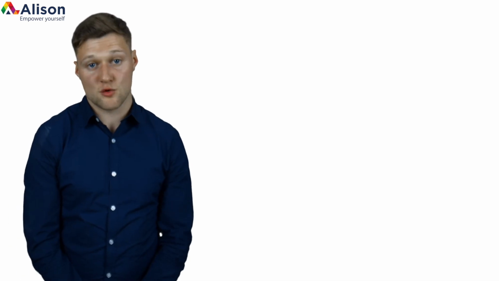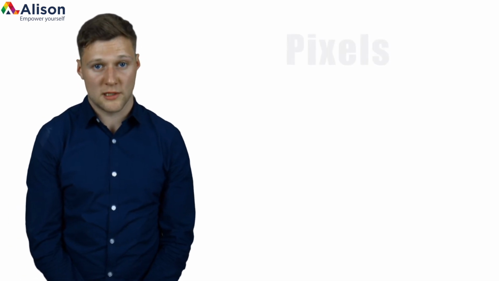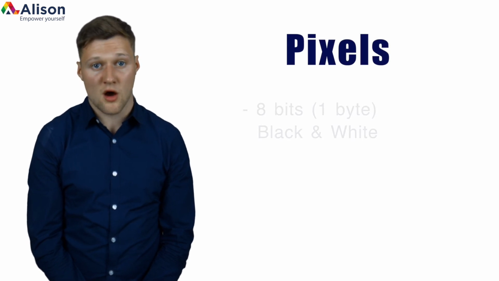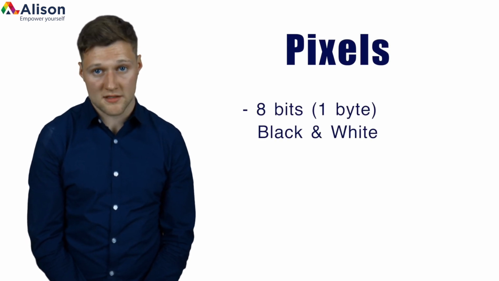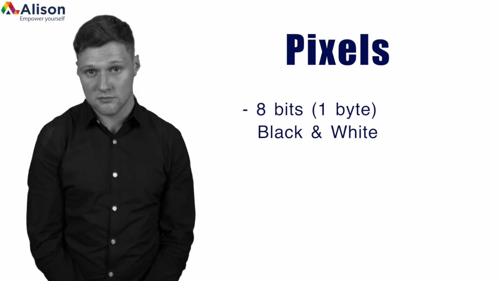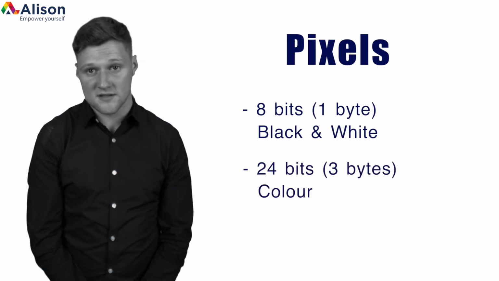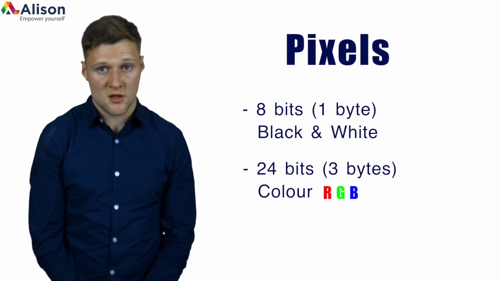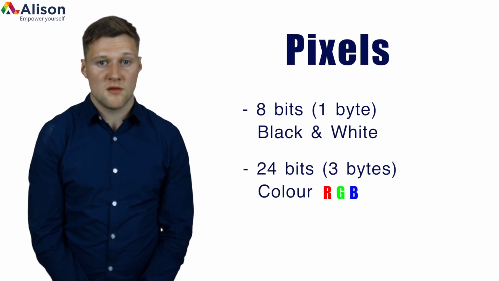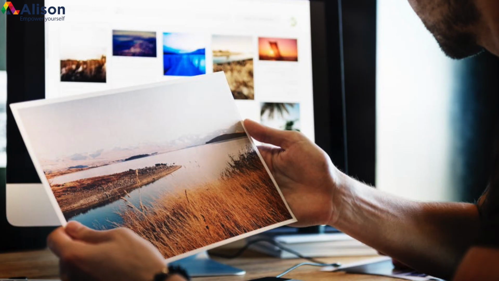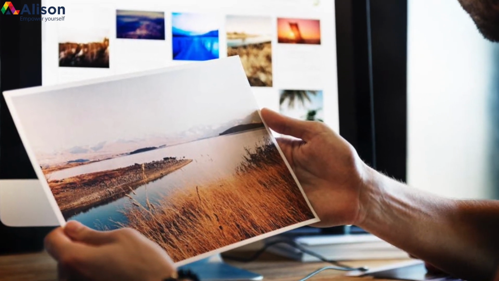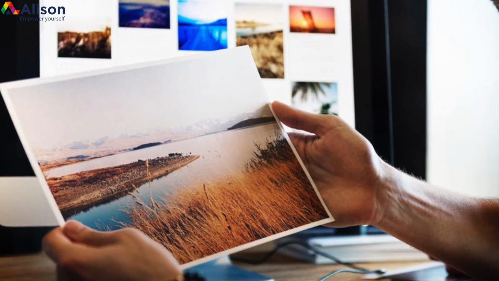Let us take a moment to recap what we talked about when we looked at pixels. Each pixel typically consists of 8 bits, which is 1 byte for a black and white image. Or then it's 24 bits, which is 3 bytes, for a color image. 1 byte for red, 1 for green, and 1 for blue. Therefore, the bits and bytes are important because they refer to the detail of the pictures you will be capturing in this new digital format.